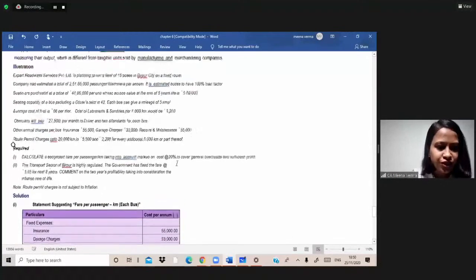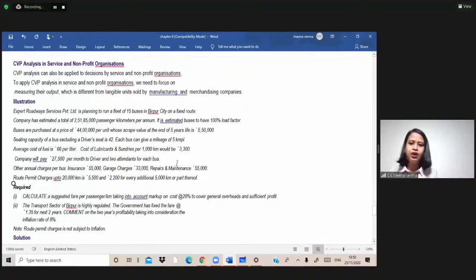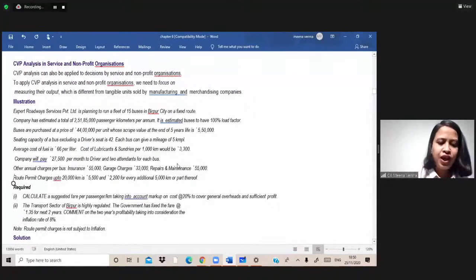The question is small, a very easy question. I want all of you to read this question once. I think you have already done questions related to the service sector in CA Inter, so you can do half of the question on your own. What is the requirement of the question? Calculate a suggested fare per passenger kilometer. Half of the question is the same as you have done in CA Inter.